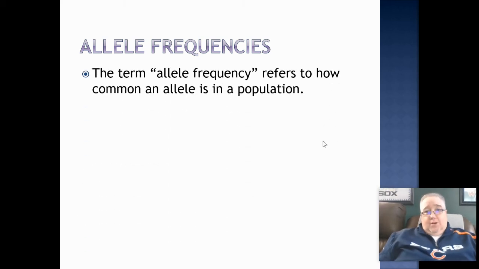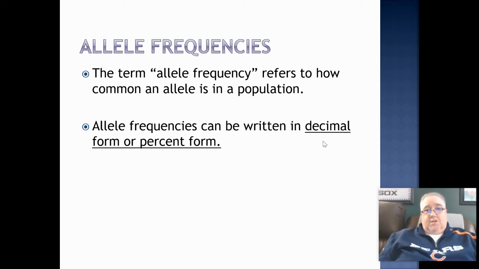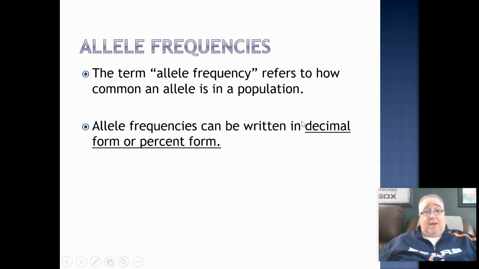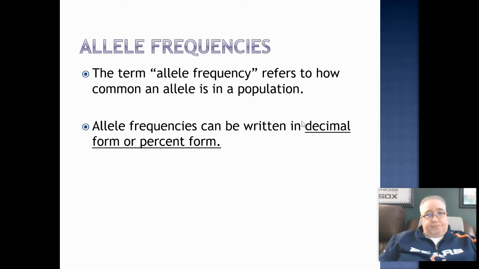Now, what we're going to do is use those values to determine something called allele frequencies. Allele frequencies basically tell us how common these alleles are in the population. And we can write allele frequencies either as decimals or percentages. You will need a calculator for this, so go ahead and take a second if you don't have one to go grab one.